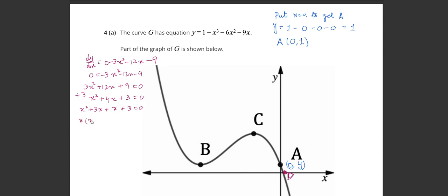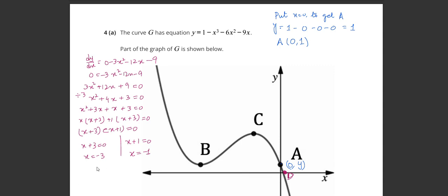Now, by middle term breaking, we will make its factors, or you can use the quadratic formula. We will get x into x plus 3, plus 1 into x plus 3, is equal to 0. And then you will get x plus 3 and x plus 1 is equal to 0, which means x is equal to minus 3 and x is equal to minus 1.